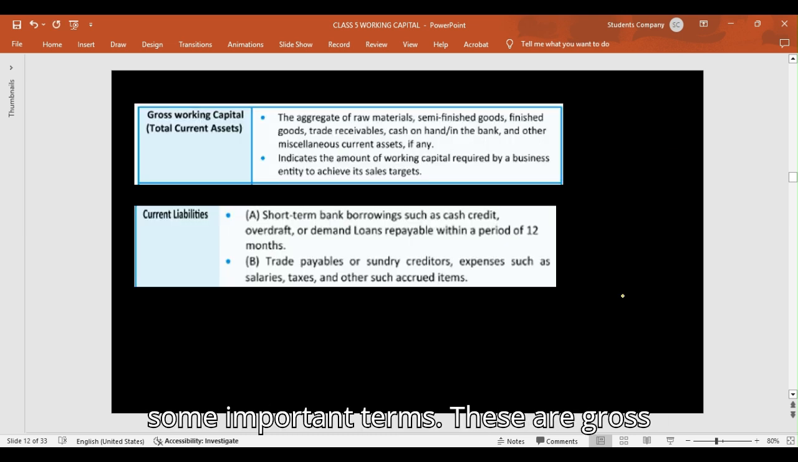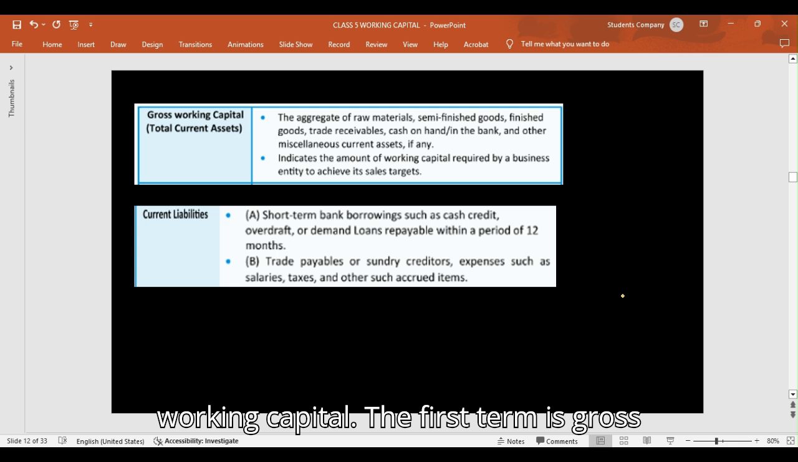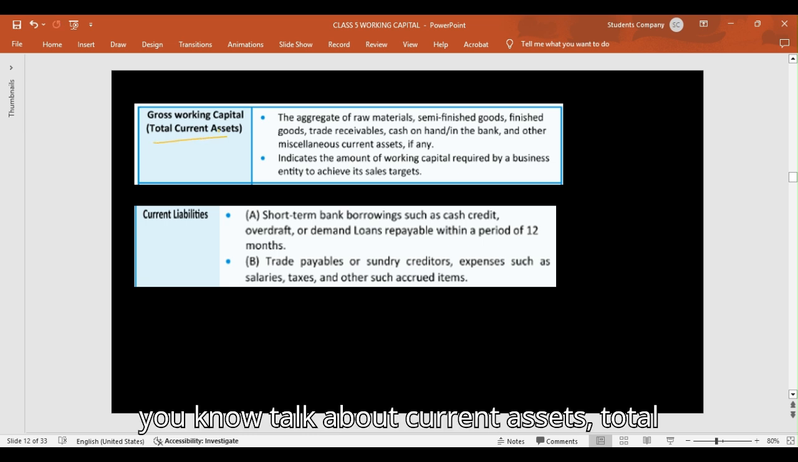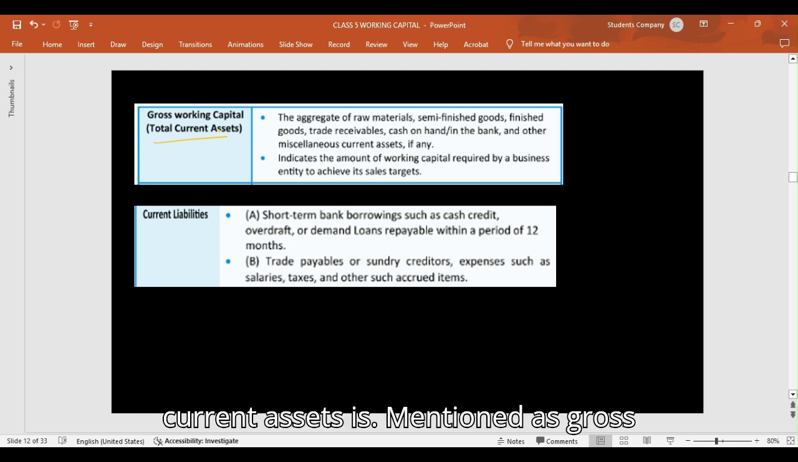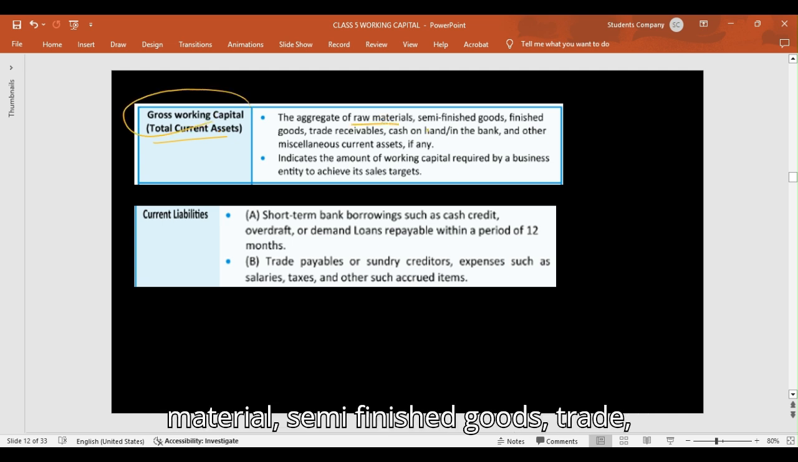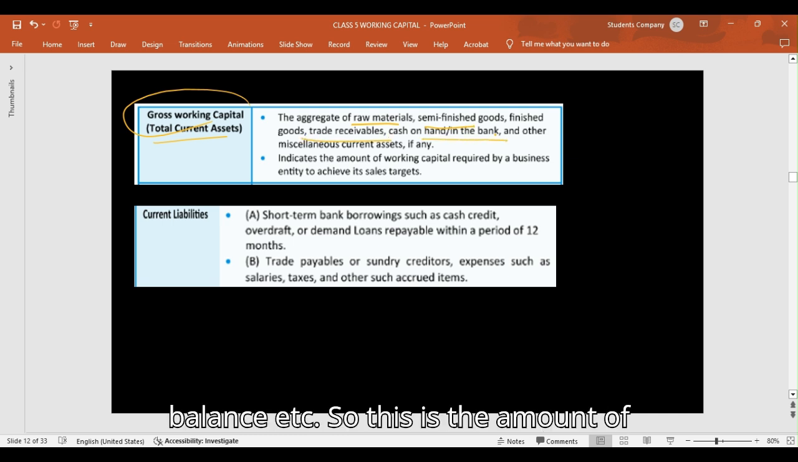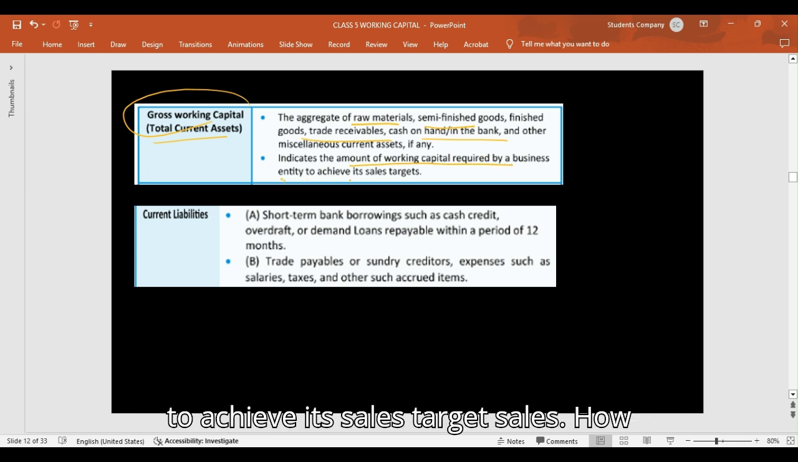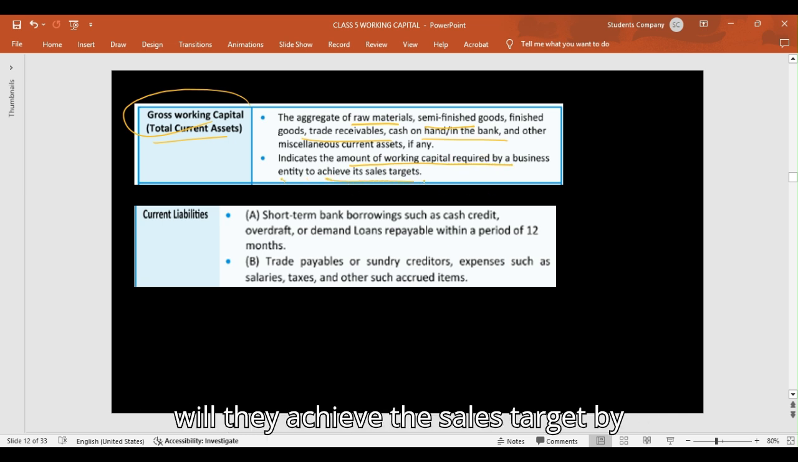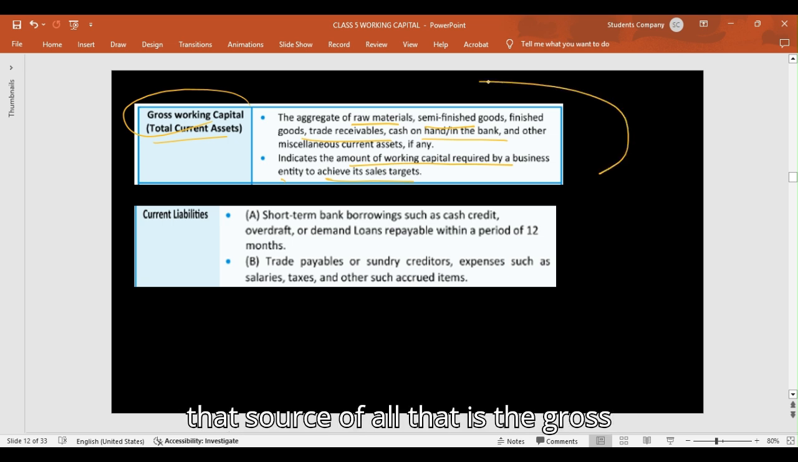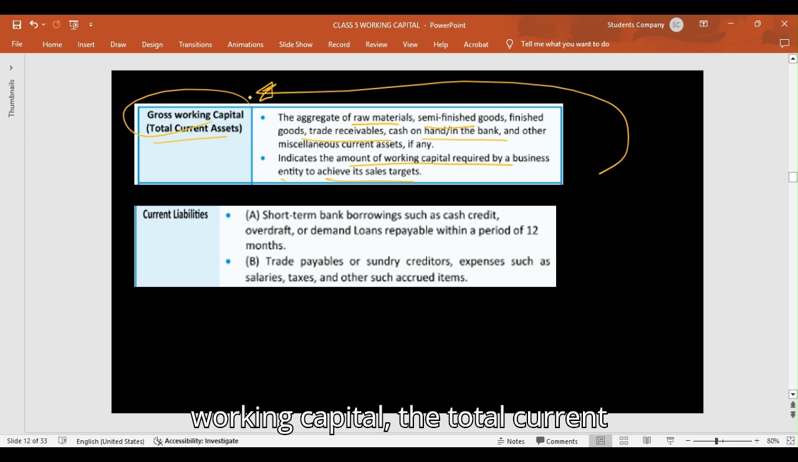Now let's understand some important terms. The first term is gross working capital. It's basically used when we talk about current assets. Total current assets is referred to as gross working capital. This is the aggregate of raw material, semi-finished goods, trade receivables, cash in hand, and bank balance, etc. So this is the amount of working capital required by the business to achieve its sales targets. How will they achieve the sales target? By selling the items and getting cash. So the source of all that is the gross working capital, the total current assets.